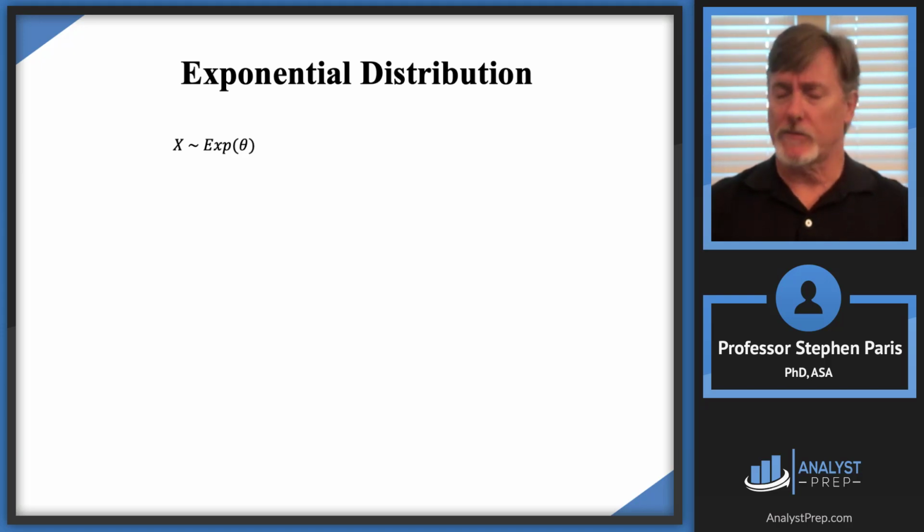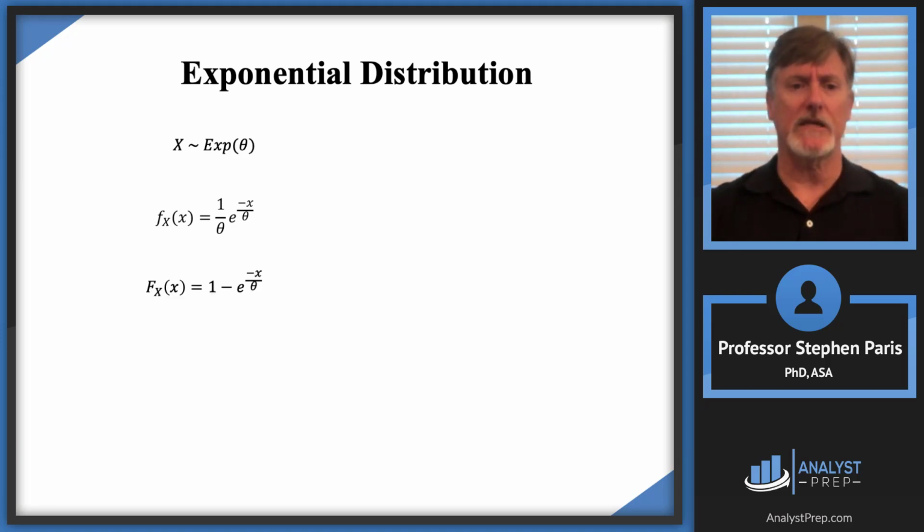I'm going to just give you some punchlines here. You can recognize the exponential distribution by its density function this way. If the density function is an exponential function, then you have an exponential distribution. The random variable follows an exponential distribution. The corresponding distribution function will be 1 minus e to the minus x over theta. So that's the distribution function.